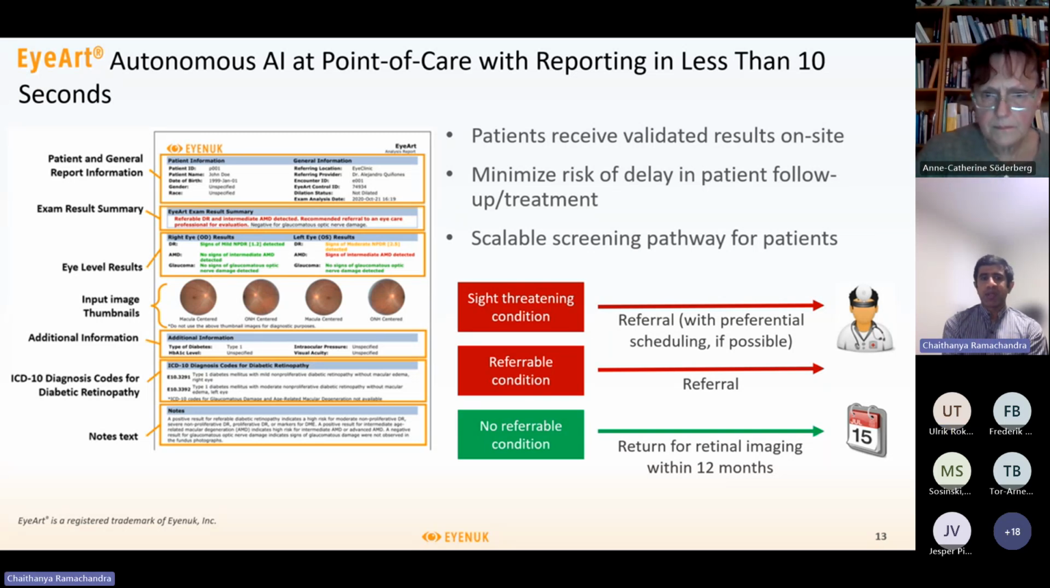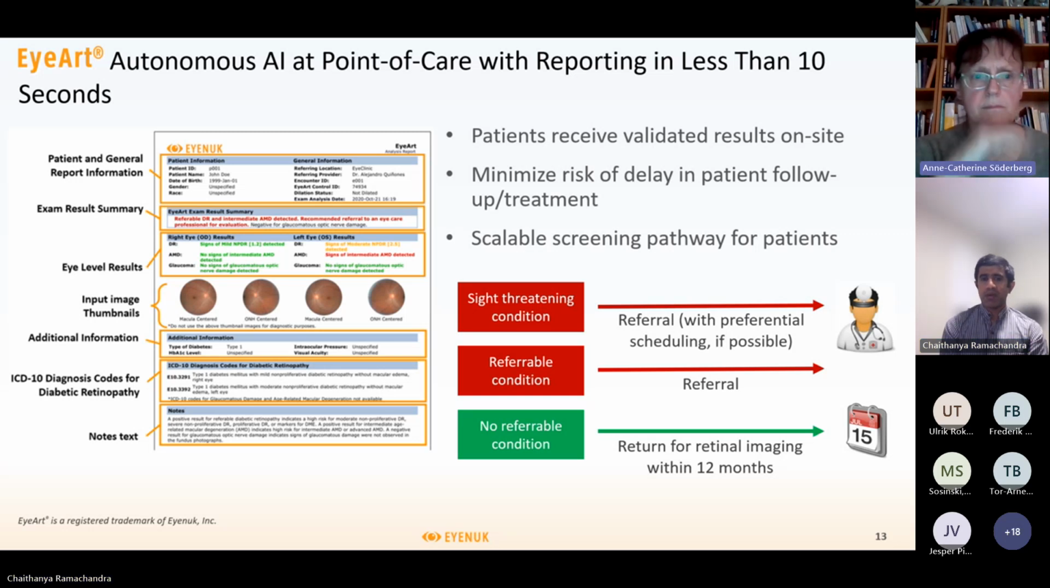We also report AMD, which is intermediate AMD or late AMD kind of output, based on the Beckman scale. And finally, glaucomatous optic nerve damage, based on color fundus image markers that have been used for glaucoma. In addition, there is a thumbnail of images, additional information, and even diagnosis codes for DR.